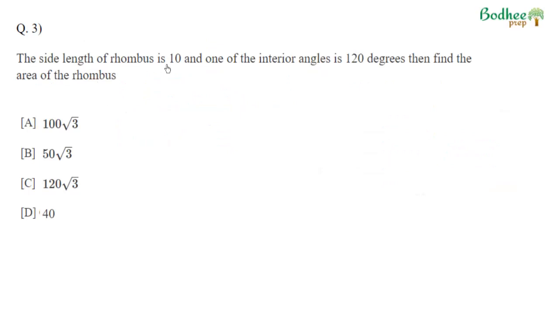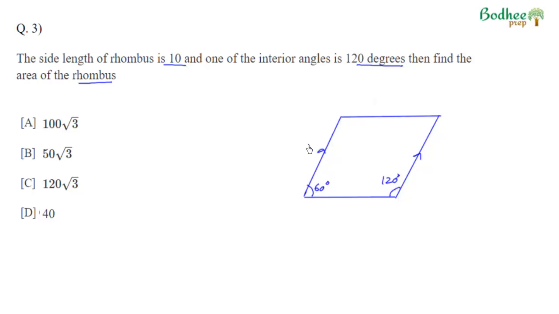Here it says that the side length of a rhombus is 10 and one of the interior angles is 120 degrees. Then we need to find the area of the rhombus. So let us draw the rhombus. So this is the rhombus and let us assume that this is 120 degrees, right? So in a rhombus, we know that these two are parallel and equal, right? So this angle would be 60 degrees, correct? Because the sum of these two has to be 180 degrees. Now this length is 10, this is also 10, this is also 10, right?